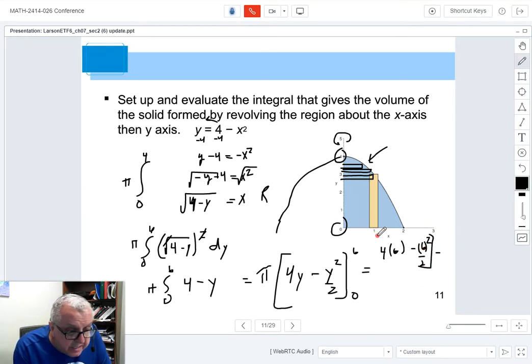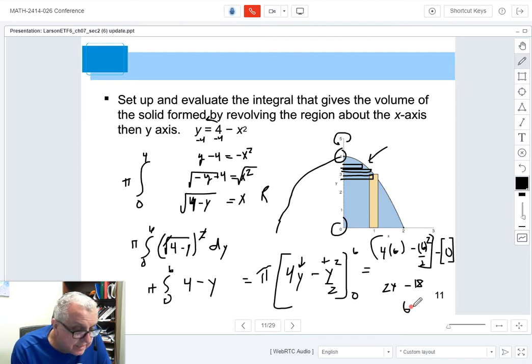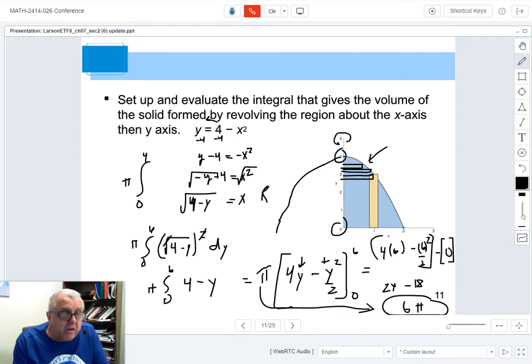minus, plug 0 into it all. Once again, if you plug 0 into all of this, you get 0. So 4 times 4 is 16. 4 squared is 16 divided by 2 is 8. 16 minus 8 is 8. And then we have to multiply it by pi. So you notice the volume, when we rotate this about the y-axis, we get 8 pi.